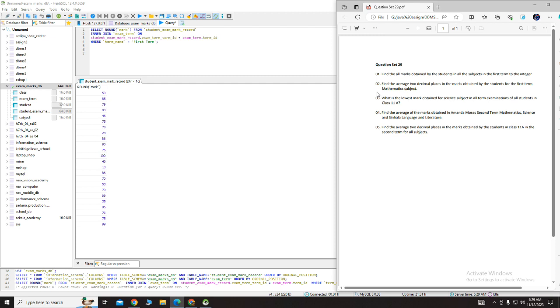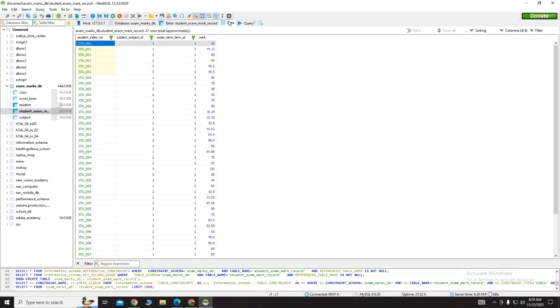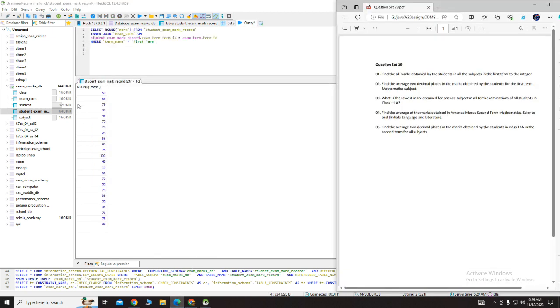Here they have said to find all the marks. They have specifically said to find all the marks in integer. In the student exam mark record table, we can see that the marks are in decimal points. To obtain the marks in integer form, we have to use the keyword round. By using round, we can save the marks in integer form. The round function usually means round off.